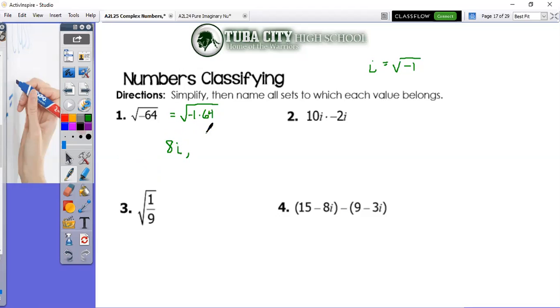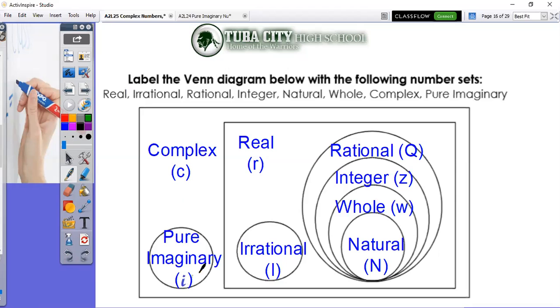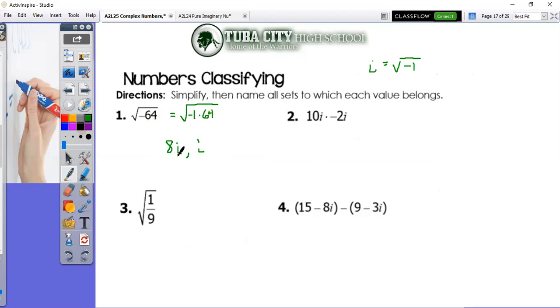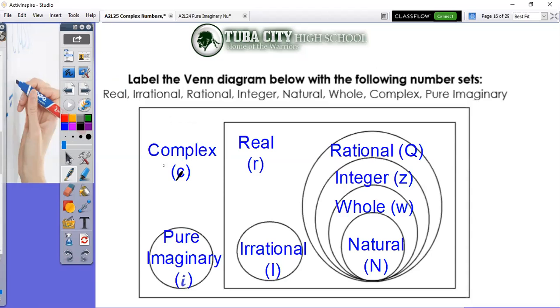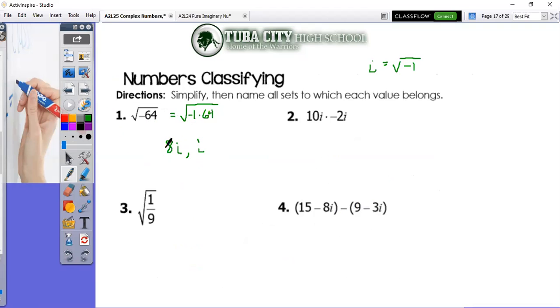And there we go. So we simplified it, but we've got to also classify it because it says name all the sets to which it belongs. So this is a pure imaginary number, so it belongs to the i group, right? It belongs to this group right here. Now it does not have a real part, so it is not complex. Or is it complex? Oopsie. Looking at the chart, it looks like imaginary numbers are also complex numbers. So if it's a pure imaginary number, it is also a complex number because you could rewrite this as 8i plus 0. So it would also be a complex number, judging by the diagram.